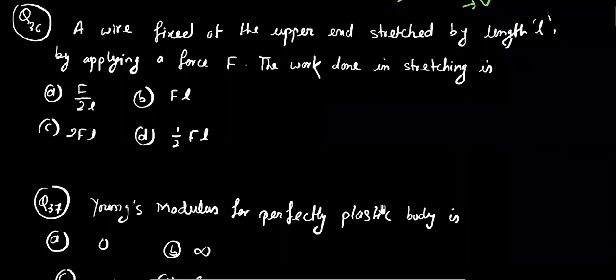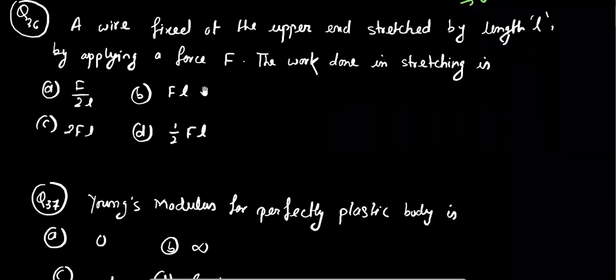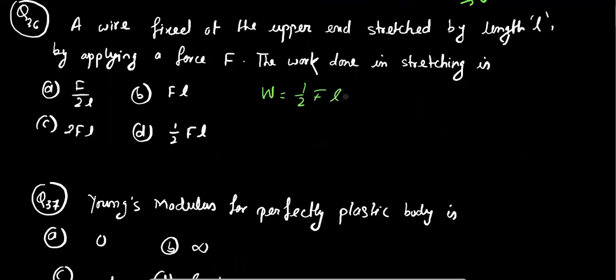Now we are going to discuss question number 36. A wire fixed at the upper end is stretched by length L by applying a force F, the work done in stretching the wire is? So this is quite a direct question, because we know that work done on stretching a wire is equal to half F into extension. So our option D is the correct option.